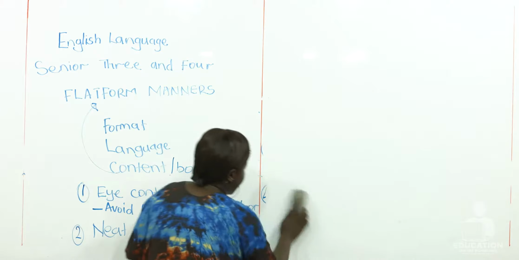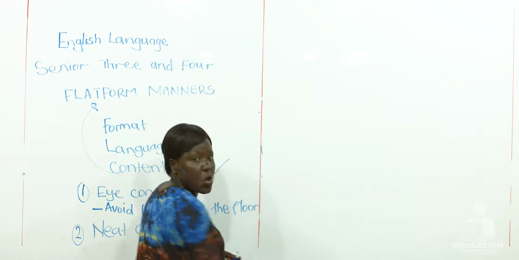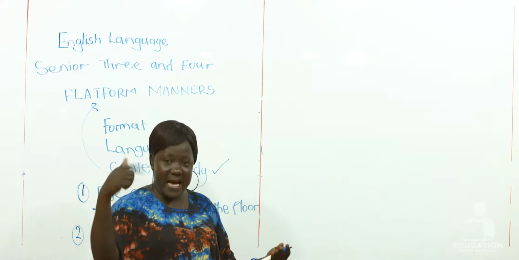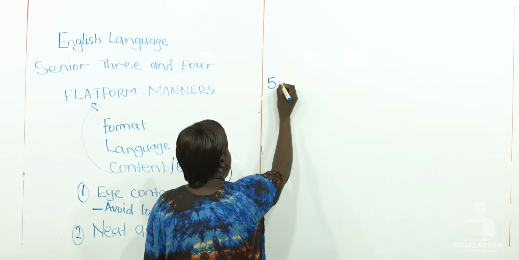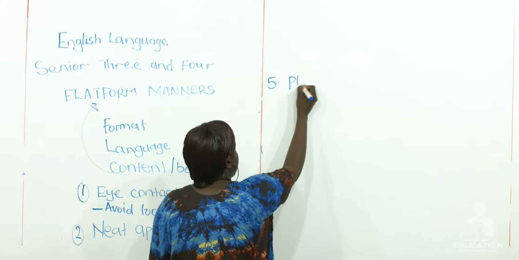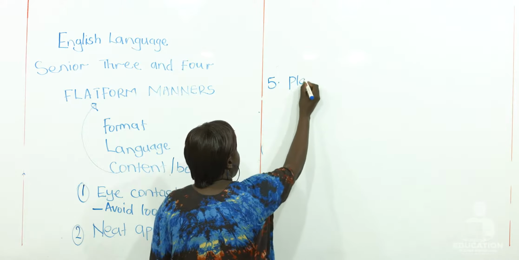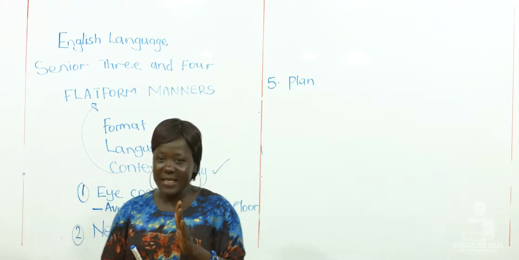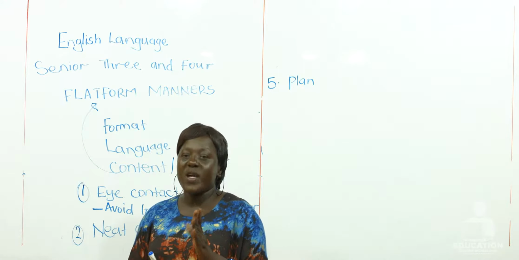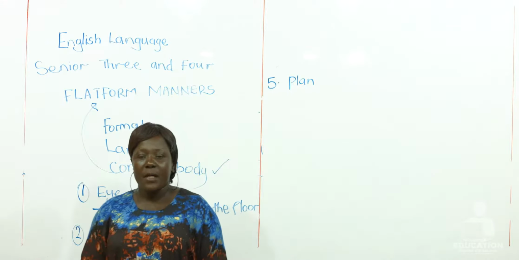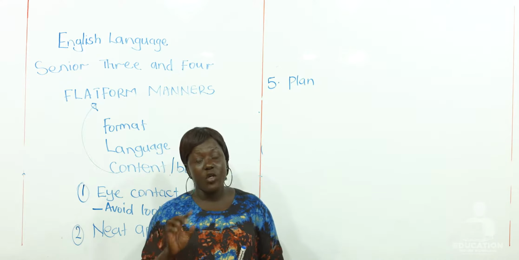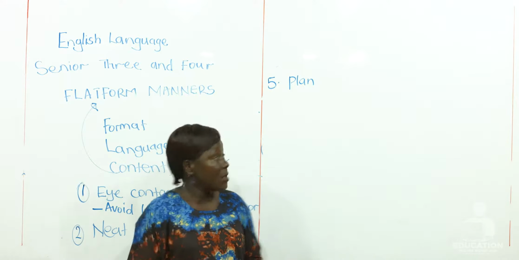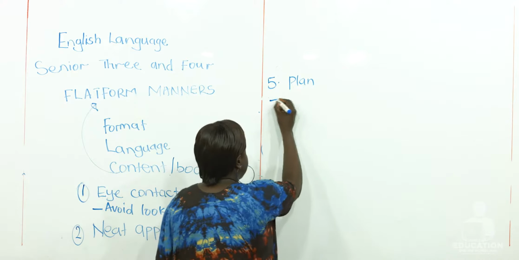Number 5, my dear learners, is connected to planning. Planning. That is our number 5. Plan your speech. If you plan it, you will not go wrong. Now, how do you plan it? You plan it by doing research. You have to research.